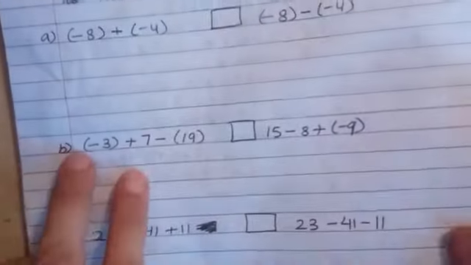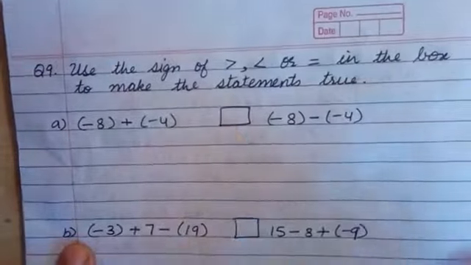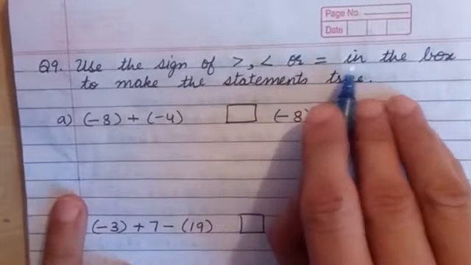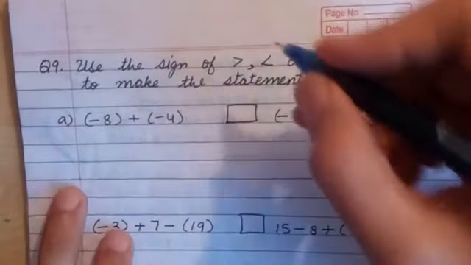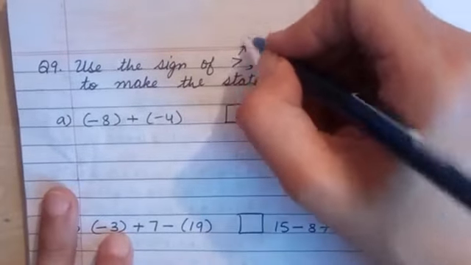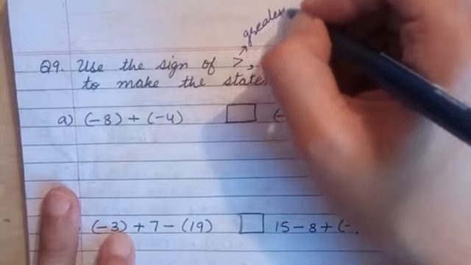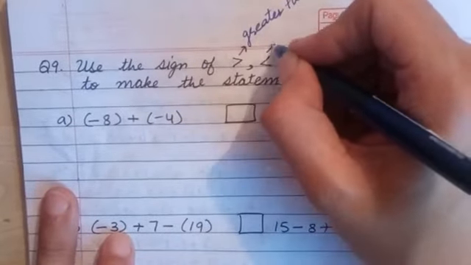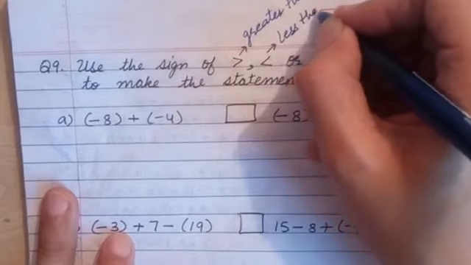Now let us do question number 9. In question number 9, use the signs greater than, less than, or equal to in the box to make the statements true. This symbol we read as greater than. Here the mouth is open, greater than, and this symbol we read as less than.